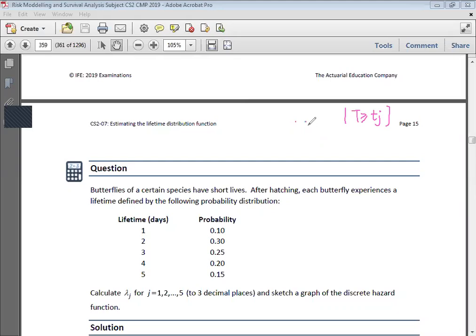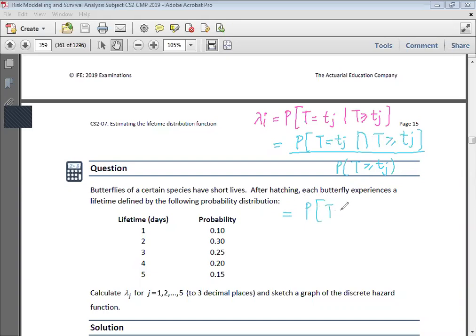So I can rewrite this probability using the Bayesian formula. In the numerator I get T equal to Tj intersection T greater than or equal to Tj, upon the probability that T is greater than or equal to Tj. Now, T being equal to Tj and T being greater than or equal to Tj, the intersection is just the probability that T is equal to Tj. And the denominator will be as it is, the probability that T is greater than or equal to Tj.